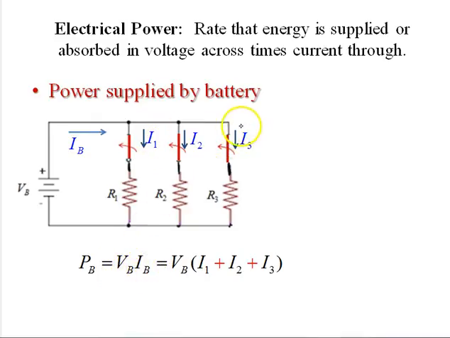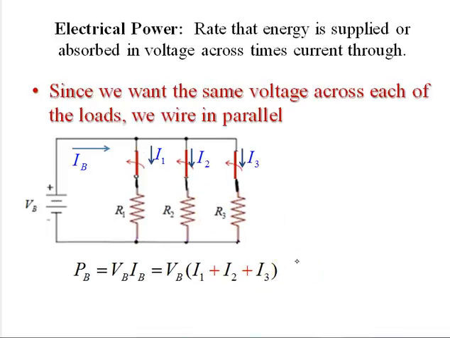And that must be equal to the power absorbed, because we must have conservation of energy, which means we must have conservation of the rate that energy is used, or conservation of power in this closed system, our closed circuit. So that's equal to our absorbed power, the voltage across resistor 1 times the current through resistor 1, plus that through resistor 2 and resistor 3. So that's our conservation of power equation for this circuit.